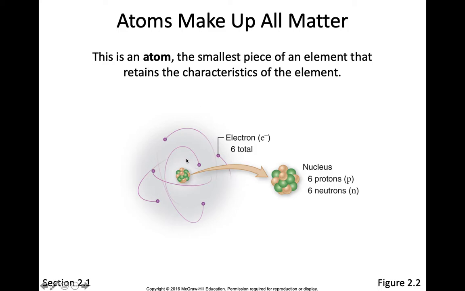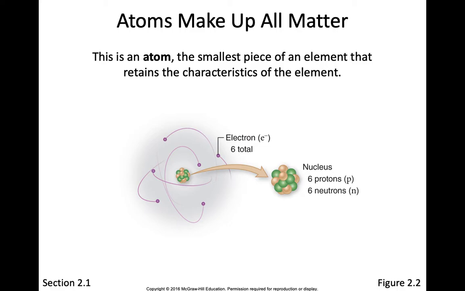An atom is the smallest piece of an element. So you could pull apart an element. You have a big chunk of gold. You pull out one atom of that element, one atom of gold. It's going to be gold. If you break that apart, it's not going to be gold anymore. It's going to be something else.